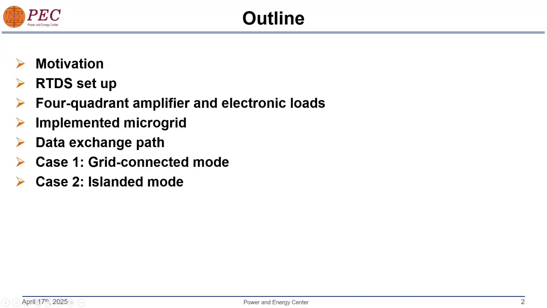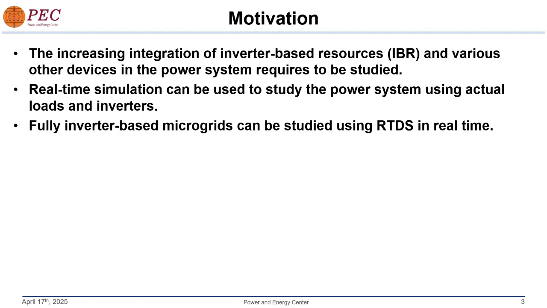Here's the outline. First is the motivation, then we're going to talk about the RTDS, which is the real-time simulator setup that we have. After that, we're going to dive in and explain the 4-quadrant amplifier and the electronic loads which we have in the lab. After that, we're going to explain the implemented microgrid, which is modeled using the RTDS, the amplifier, and the electronic loads. And after that, we're going to discuss how the data is being exchanged within this power hardware in the loop setup. And finally, we're going to discuss how it's operated in grid-connected and islanded mode.